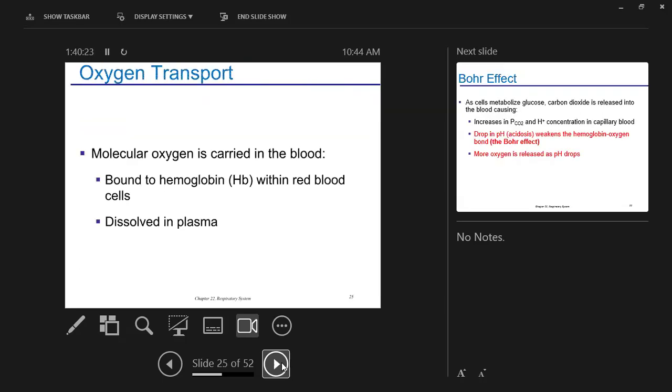Now in our blood, we have to use hemoglobin to carry our oxygen, because oxygen doesn't dissolve well in water. So molecular oxygen is carried in the hemoglobin inside the red cell. And we do have a certain amount of oxygen in the plasma, because the red cells have to release the oxygen so that it can diffuse from the capillary into the tissue. So it does go into the plasma.